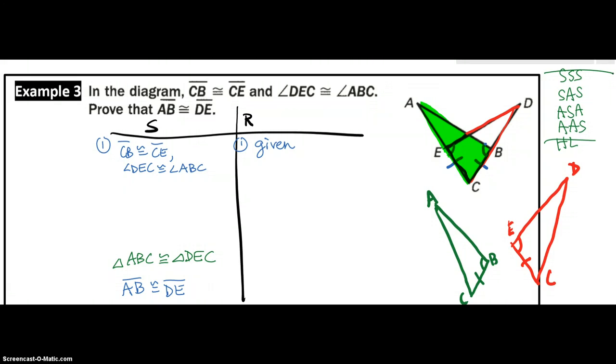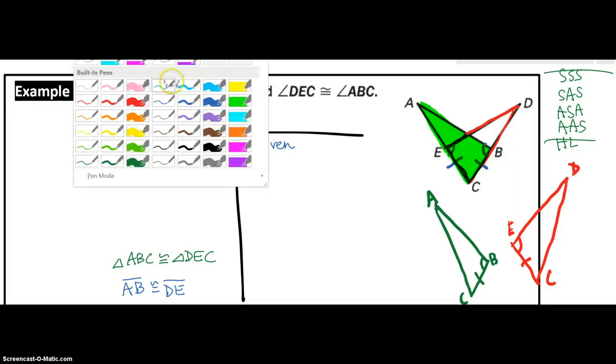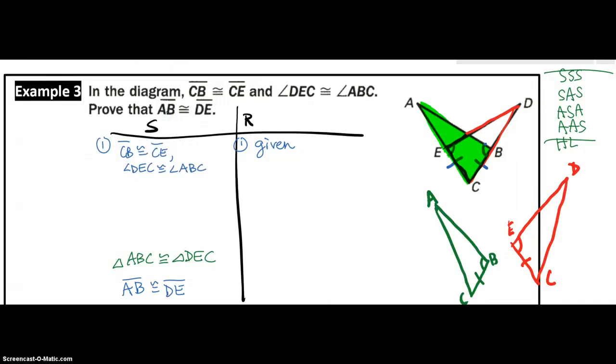What is shared? The C. Yeah, the C is in both, right? So C can be congruent to itself by the reflexive property. So angle C congruent to angle C. Why? Reflexive property.